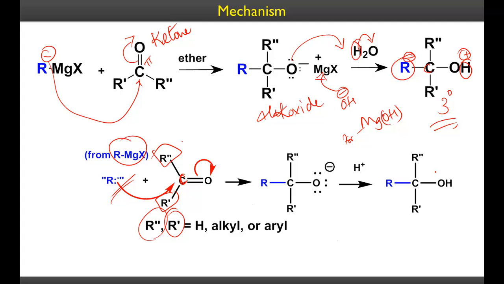Can you write the mechanism for aldehyde reduction? You just replace this R2 with one hydrogen, that's an aldehyde. So your product has hydrogen where R2 was, and as a result you get a secondary alcohol from aldehydes. Okay, so the mechanism remains the same.